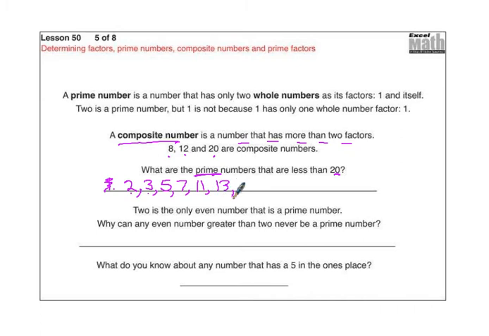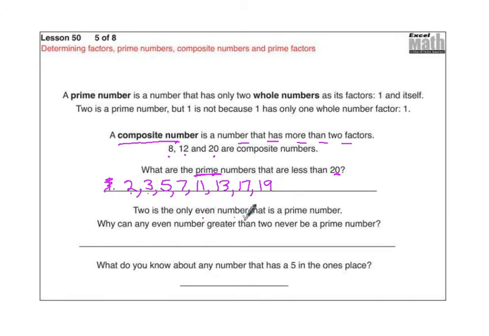13, prime number. 14, no, that's even. 15, can't put that on the list because 3 times 5 is 15. 16 is even. 17, only 1 times 17 is 17. 18, 2 times 9, it has other factors. What about 19? Well, 1 times 19, that's it. It makes 19, so that's a prime number, and obviously 20 is a composite number.